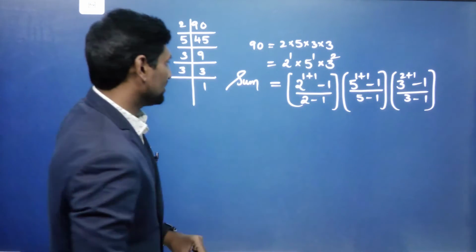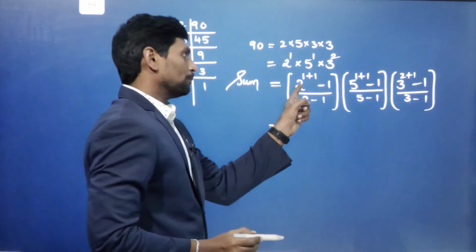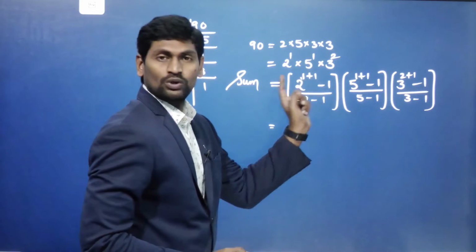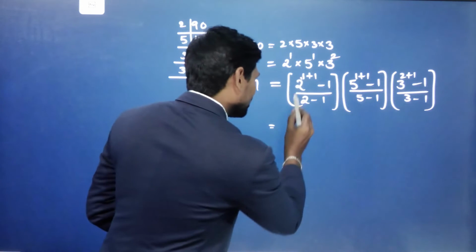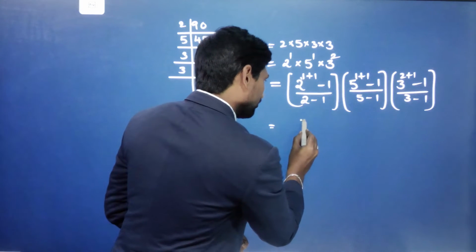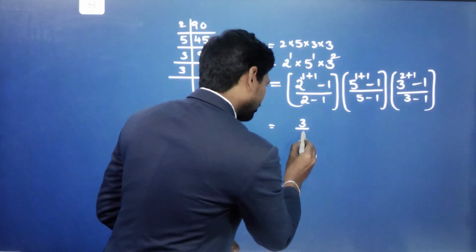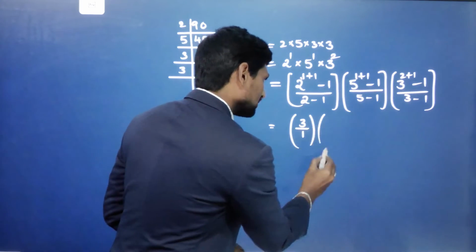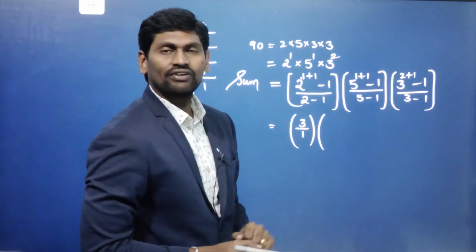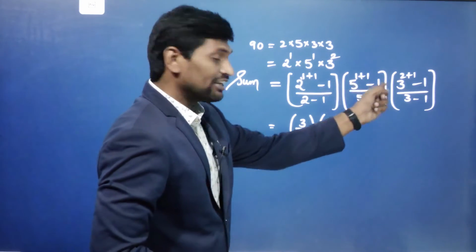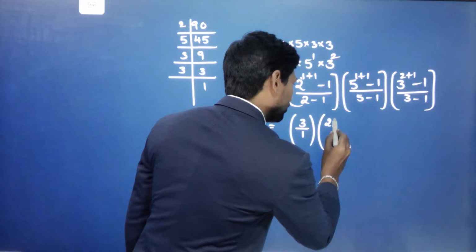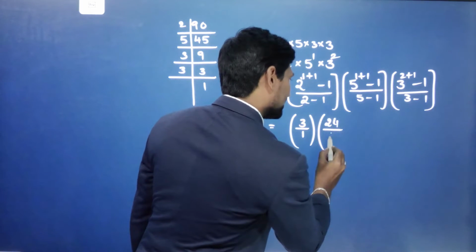Let us simplify this. 2 power 1 plus 1, 1 plus 1 is nothing but 2. 2 square means 4. 4 minus 1 is 3. Here 2 minus 1 is 1. Again 5 square, the value is 25. 25 minus 1 is 24. 24 by 5 minus 1, which is 4.